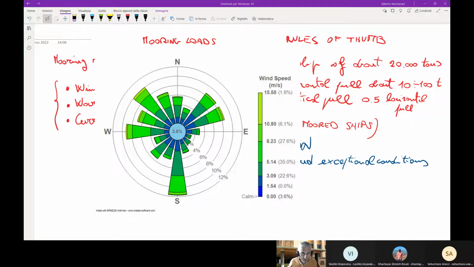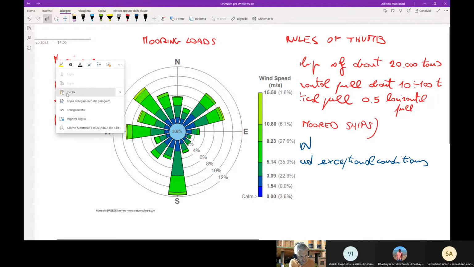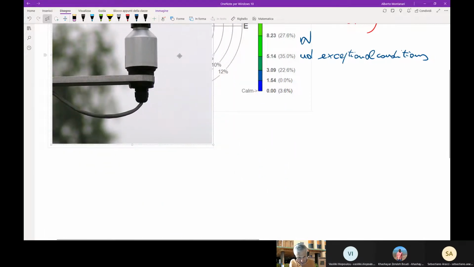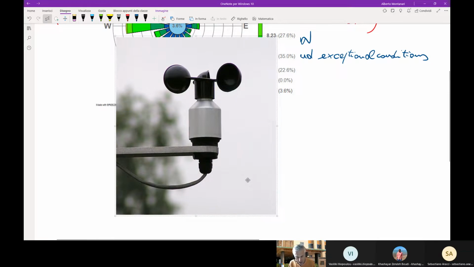Let me just put on the graphic blackboard a picture of an anemometer. This is an anemometer. As you see, there is a rotating part of it around a vertical axis, which serves to measure the speed. And there is also a sensor to estimate the direction, which we cannot see here, but let me see if I can find a more detailed picture to show you how the direction is measured.